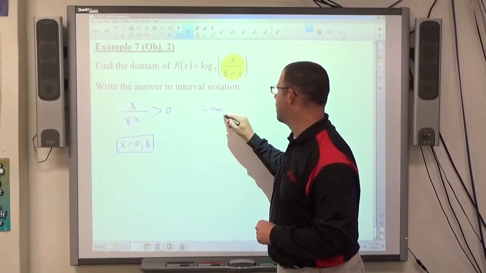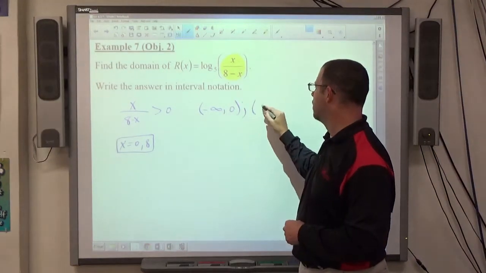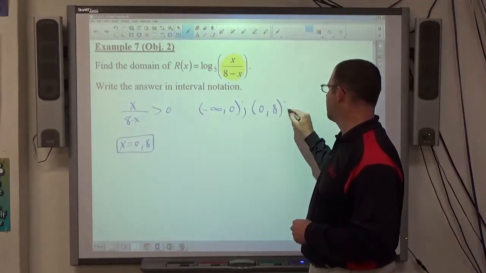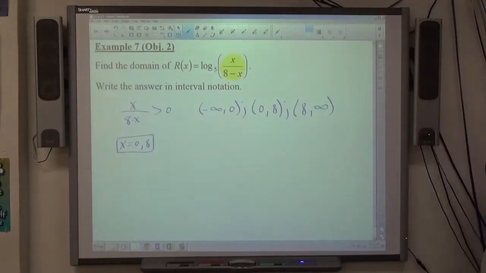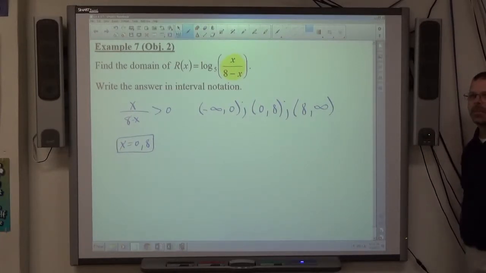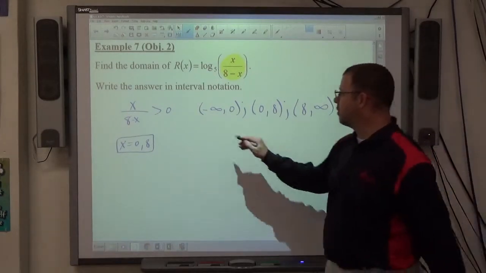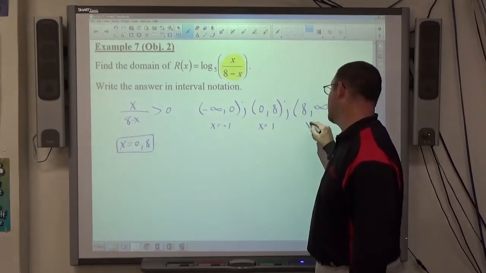So then I do the same thing I did before. I'm going to set up intervals from -infinity to my first one, using parentheses on every one of the intervals, from 0 to the next number 8, from 8 to the next number, which there isn't one, so we go to infinity. However many zeros I have, however many x's I have over there, I'm going to have one more interval than that. And then again, it's just a matter of picking test points. x equals, I'm going to pick -1. I'm going to pick x equals +1. I'm going to pick x equals 9.